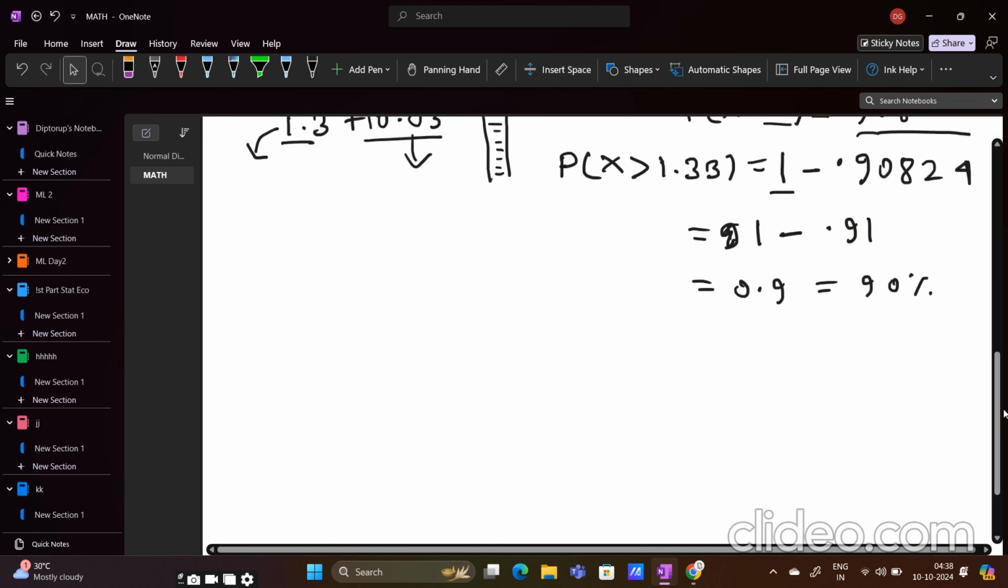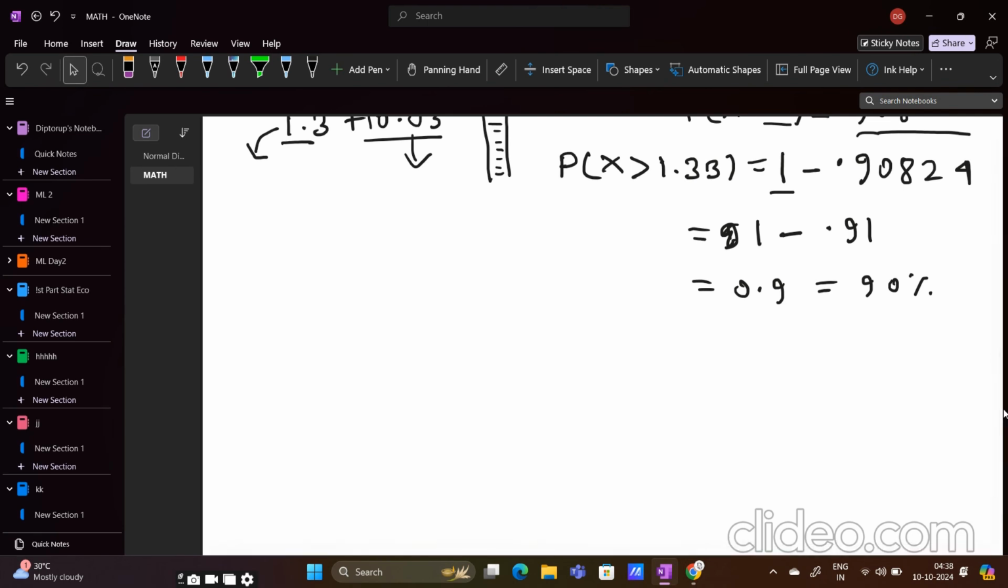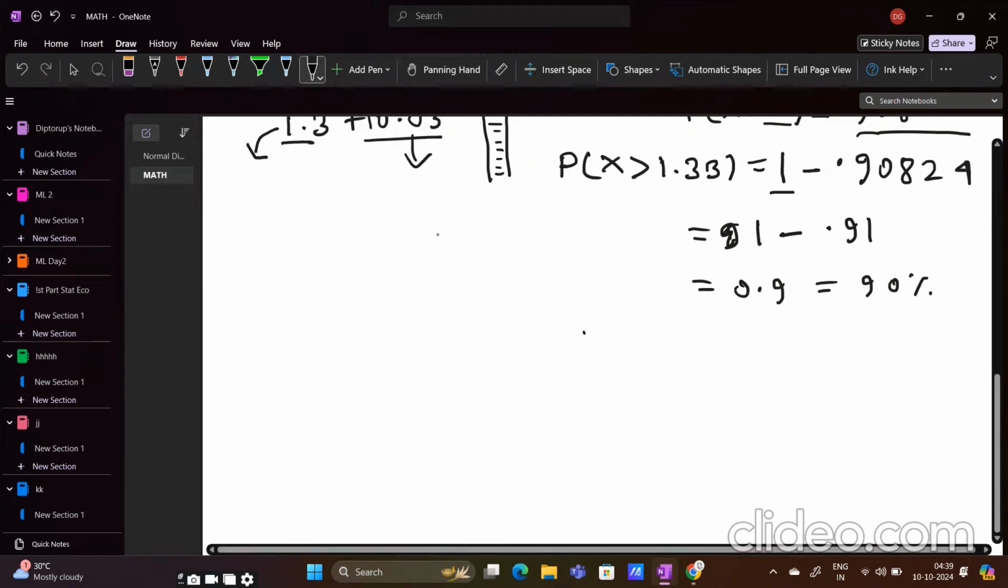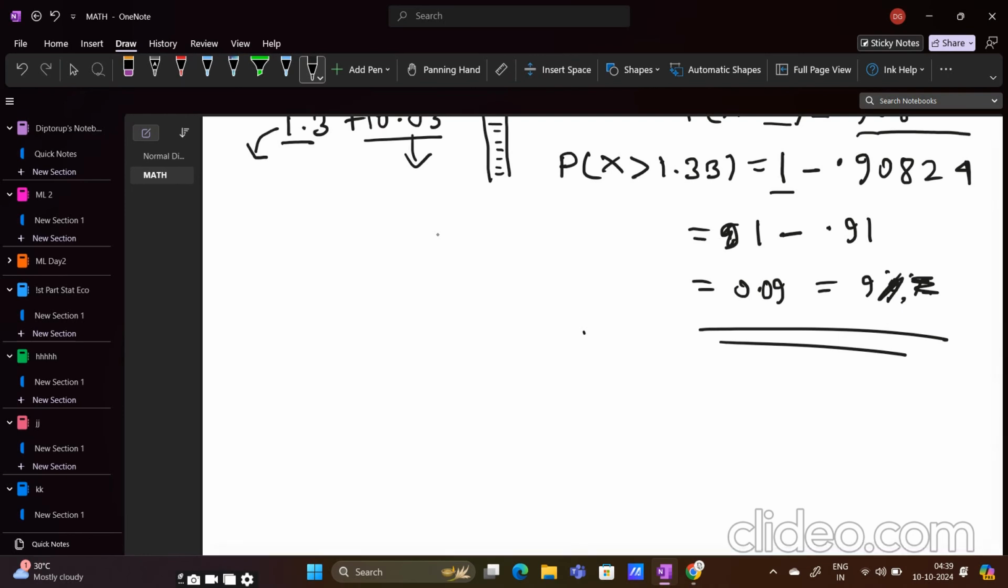Sorry, it was a calculation mistake. It was supposed to be 0.09, and it is supposed to be 9% only, not 90%. Okay, so you have to just calculate. There was a simple calculation mistake there. Okay, so that's how we can calculate the probability using the normal distribution and using the standard normal variate.